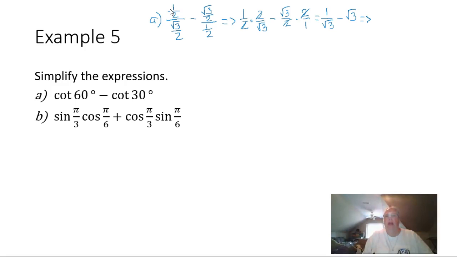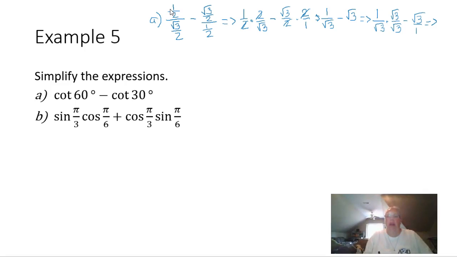Alright, let's rationalize the denominator on this fraction. This is going to give me 1 divided by the square root of 3 times the square root of 3 divided by the square root of 3. And then we're subtracting the square root of 3. And I'm just going to put a 1 under here so we can see what the denominators are.